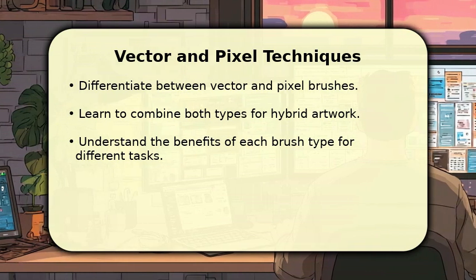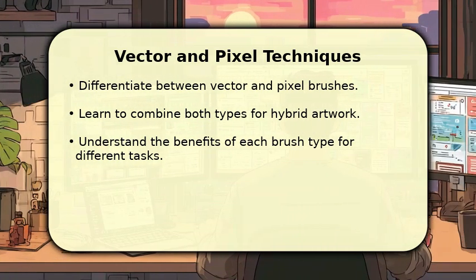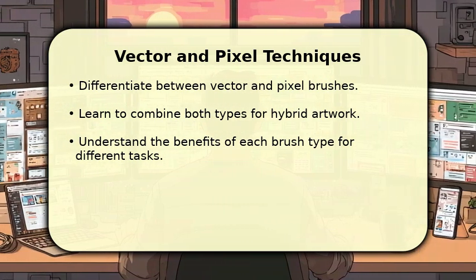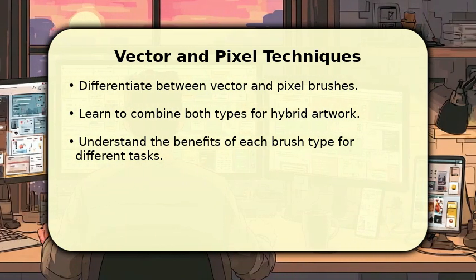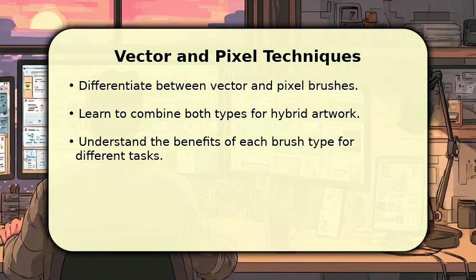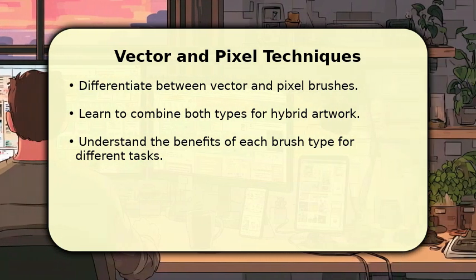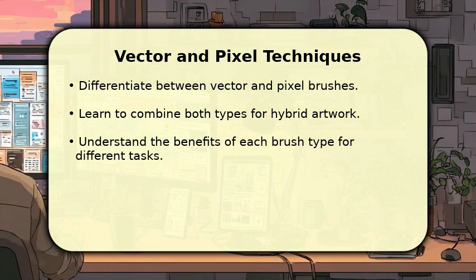Pixel brushes are perfect for detailed textures and painterly effects, offering a rich, traditional feel. Vector brushes, on the other hand, provide crisp, scalable lines that can be resized infinitely without losing quality, ideal for clean line art or graphic elements. Combining these two types allows for incredibly versatile and dynamic artwork, giving you the best of both digital worlds.